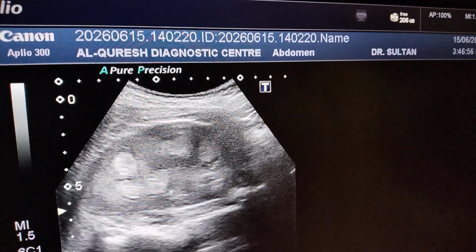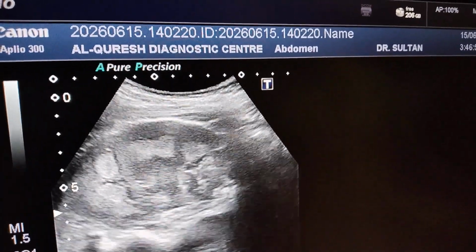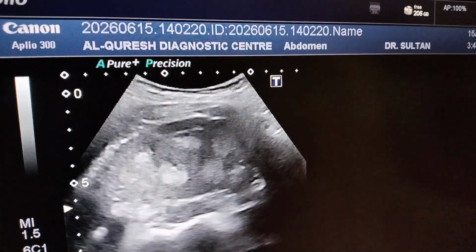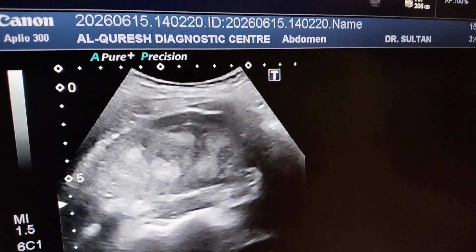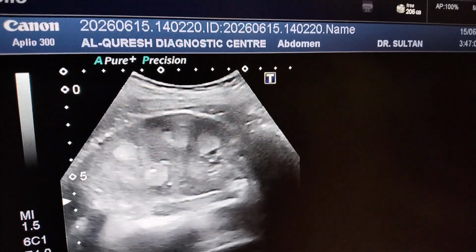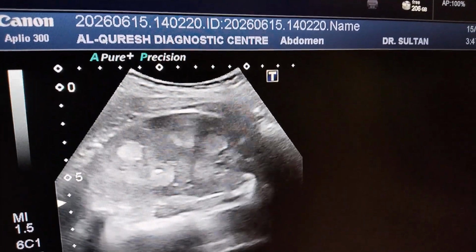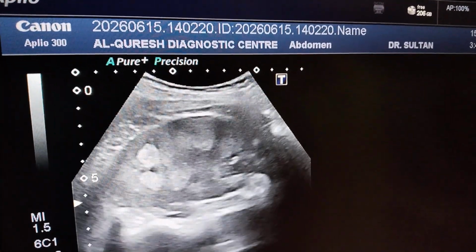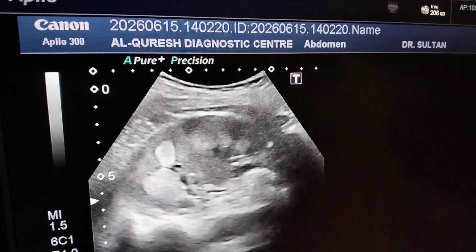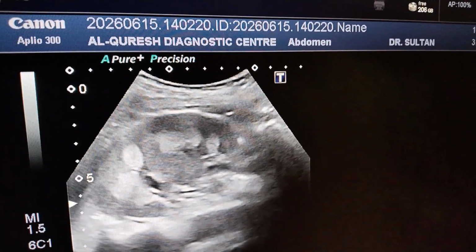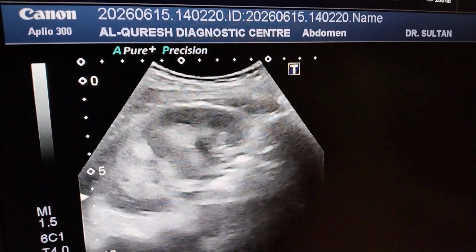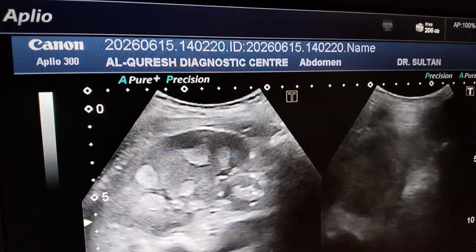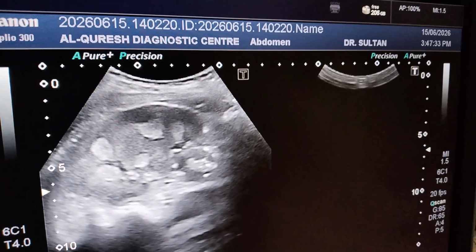What is the condition of the other kidney? I have used the harmonics of the ultrasound. So here we can make it very clear for the pyramids. So we can better see the pyramids, how these are hyperechoic. So now I'm going to scan the left kidney.